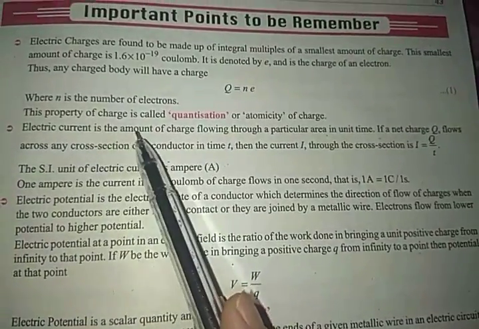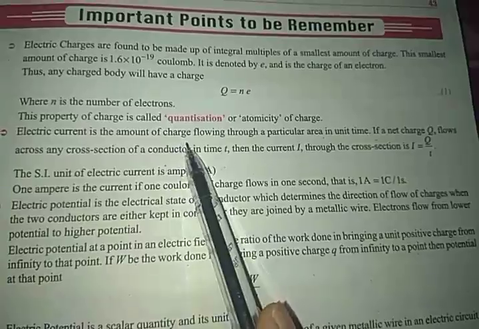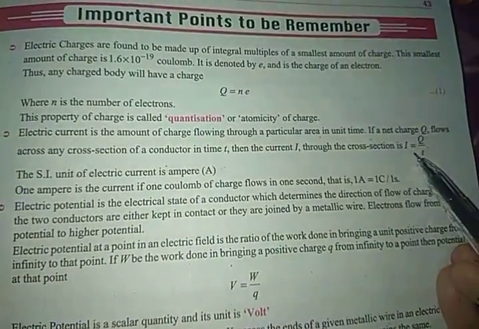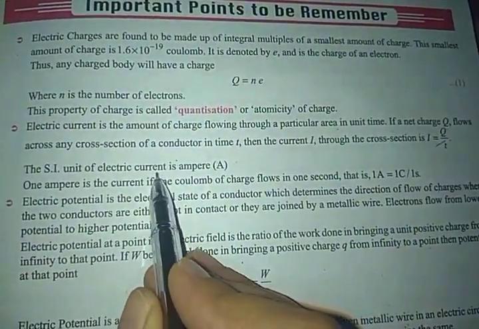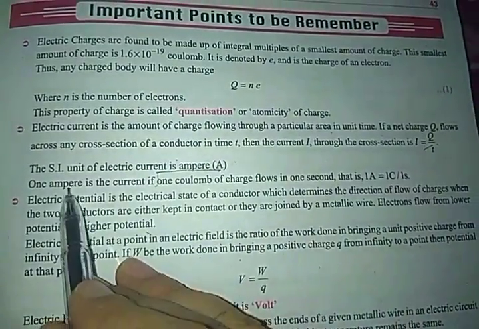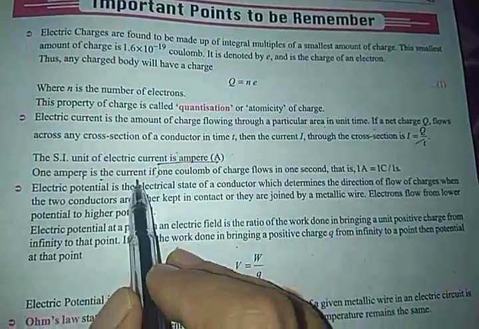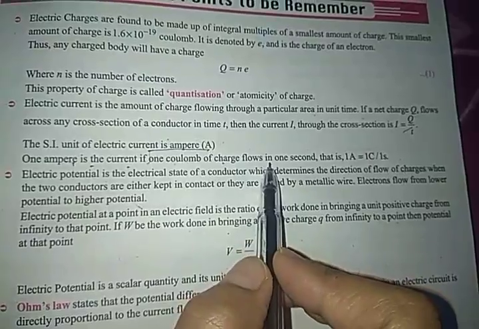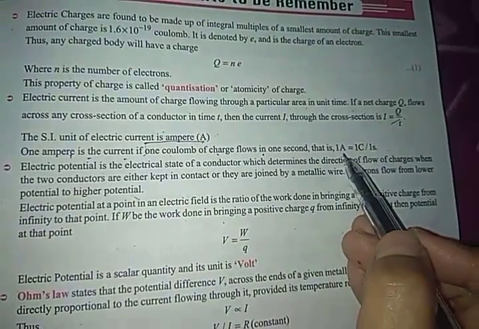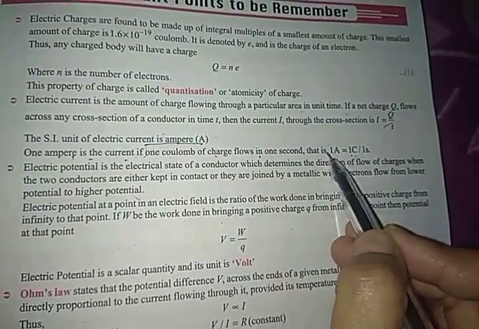Then electric current. What is electric current? It is the amount of charge flowing. The formula is I equals Q by t. SI unit of current is ampere. And what is 1 ampere? It is the current if 1 coulomb of charge flows in 1 second. So 1 ampere equals 1 coulomb upon 1 second.